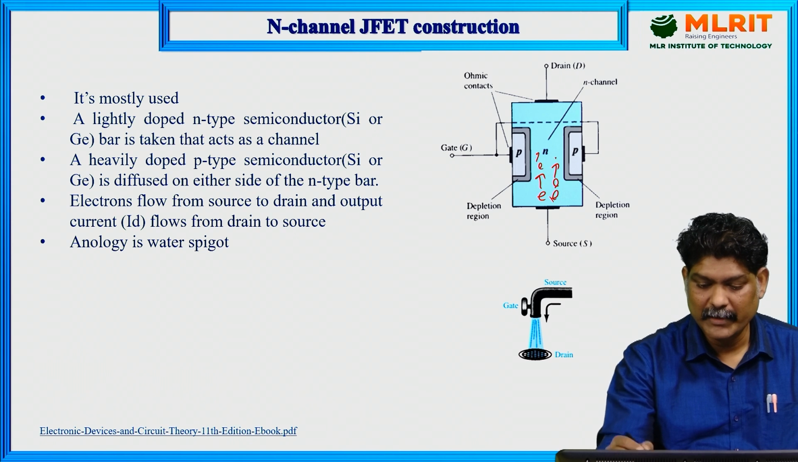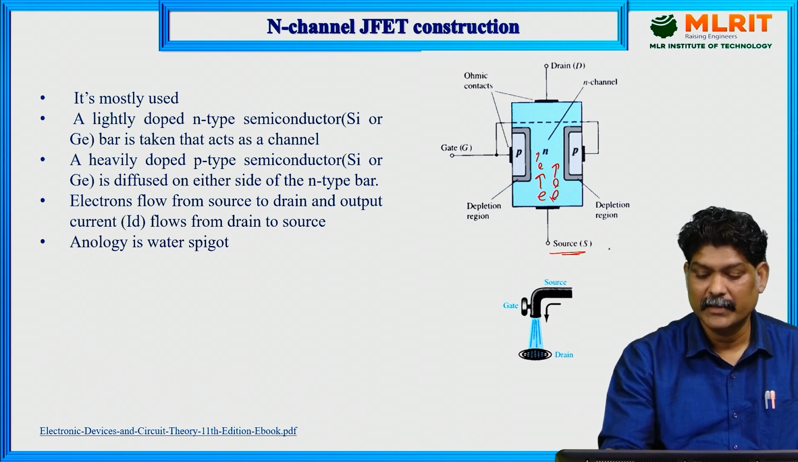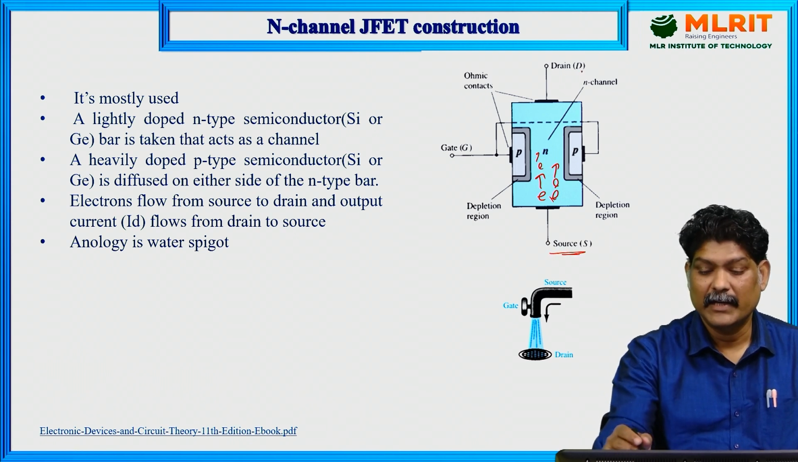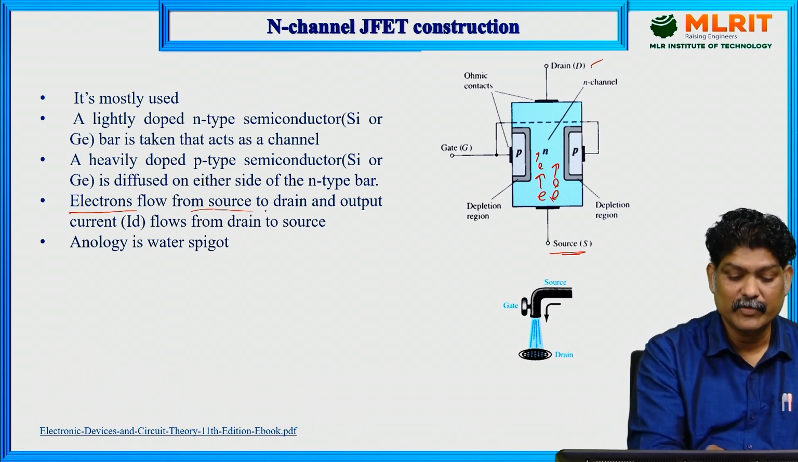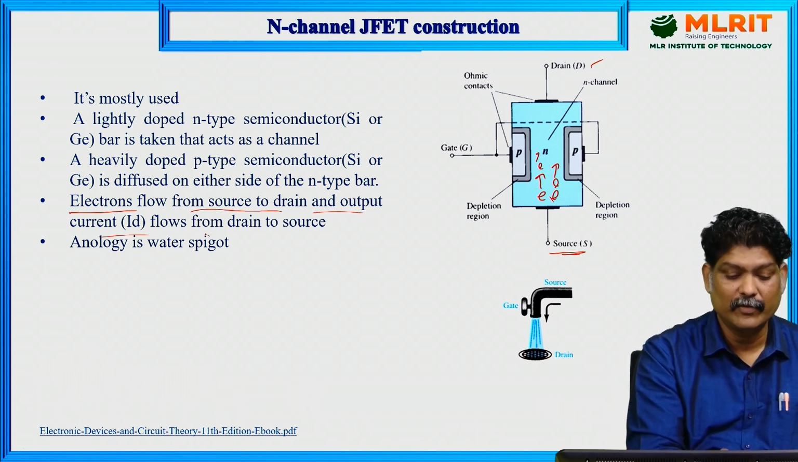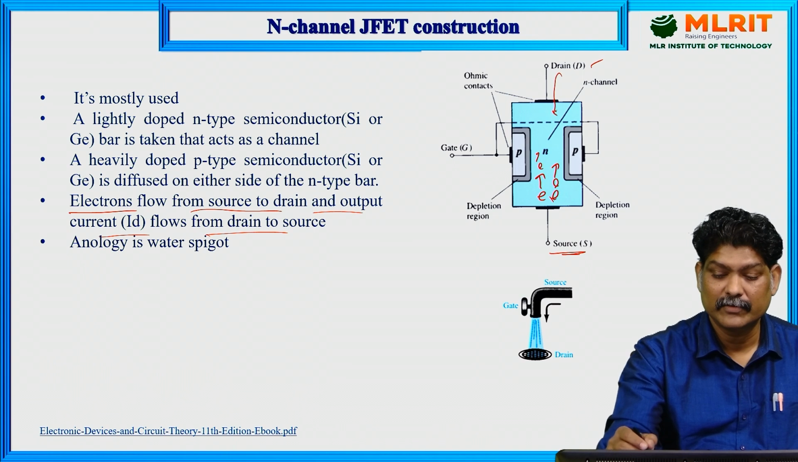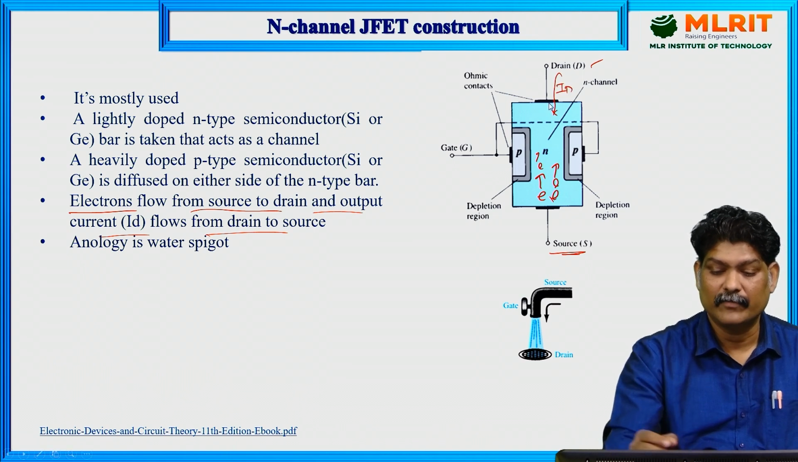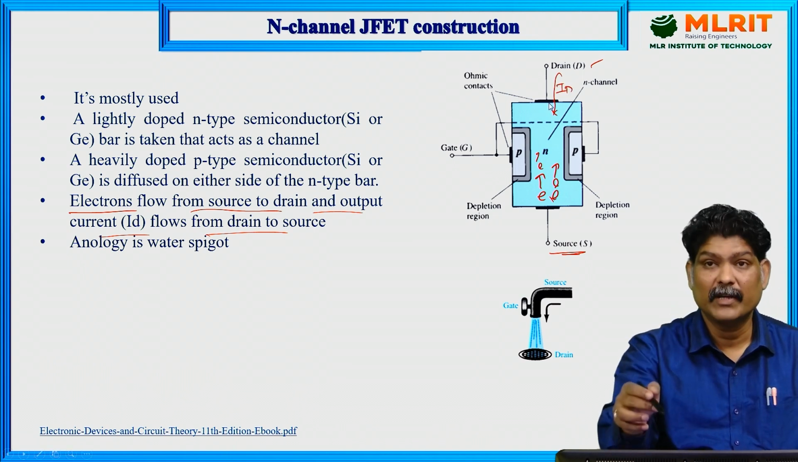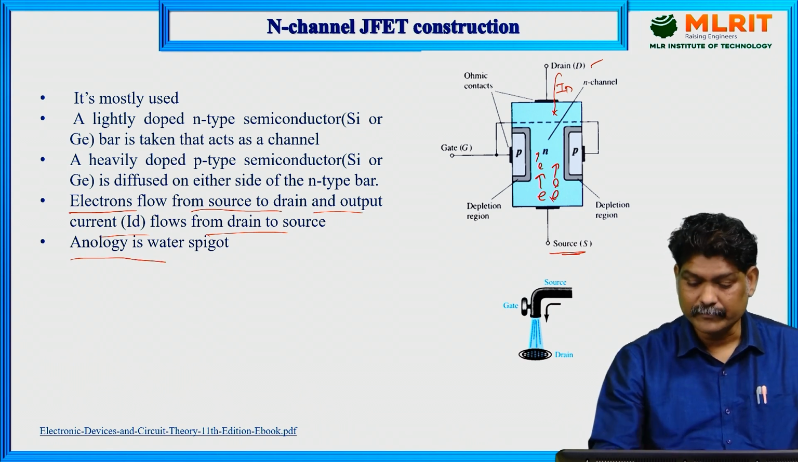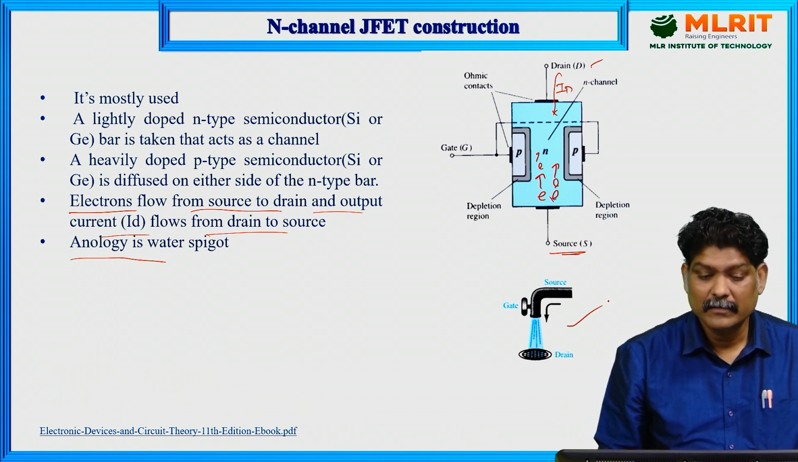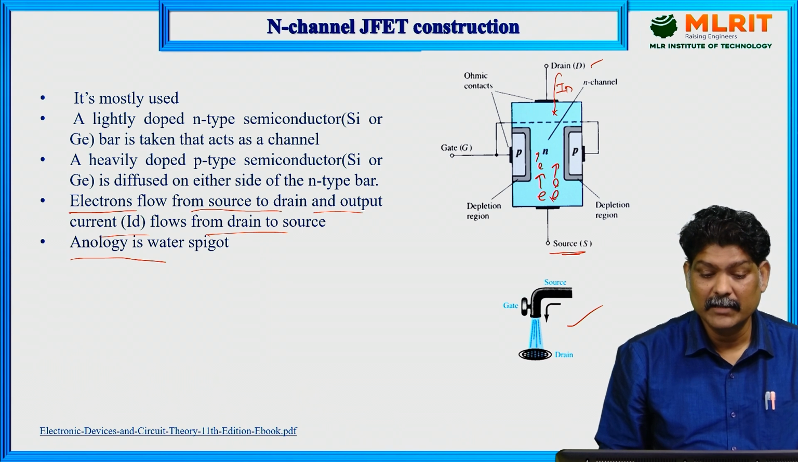Usually the source is connected to the negative of the battery and the drain is connected to the positive of the battery. So electrons flow from source to drain, and the output current ID flows from drain to source. This is the ID current flow, which is opposite to the electron flow. So the analogy is the water spigot. That is about N-channel JFET construction.